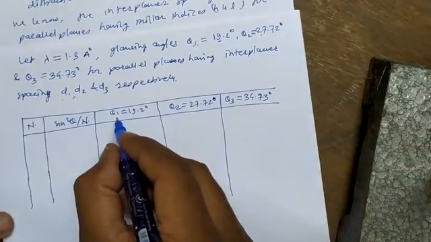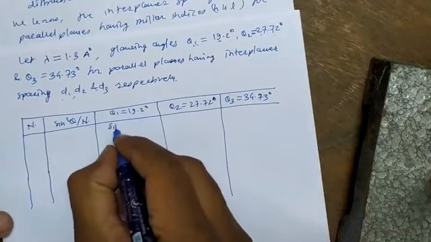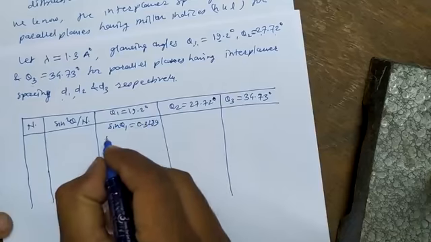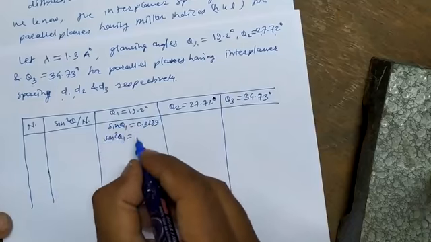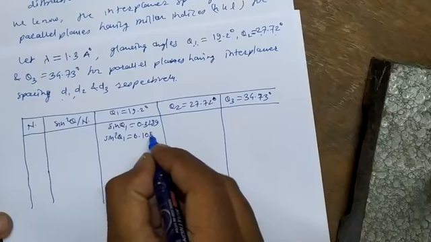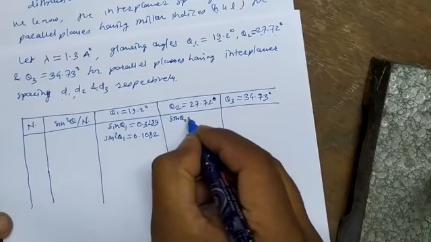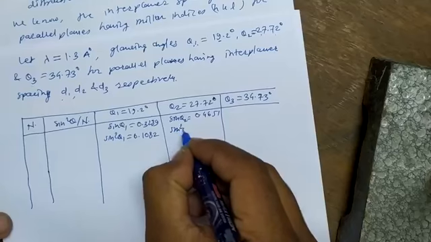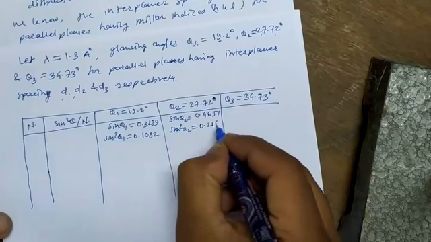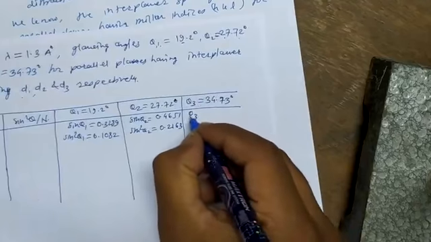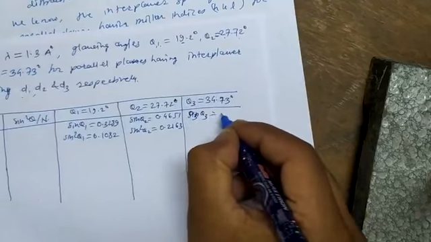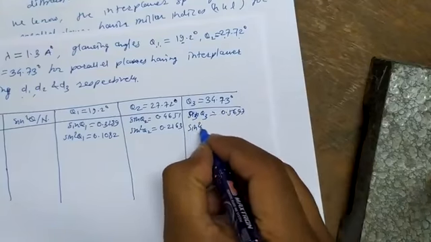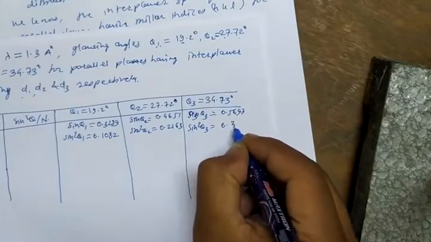Therefore sin theta 1 value for 19.2 degree must be equal to 0.3289, and obviously sin square theta 1 must be equal to 0.1082. Similarly here sin theta 2 will be 0.4651 and sin square theta 2 must be equal to 0.2163. Similarly sin theta 3 must be equal to 0.5697 and sin square theta 3 must be equal to 0.3246.